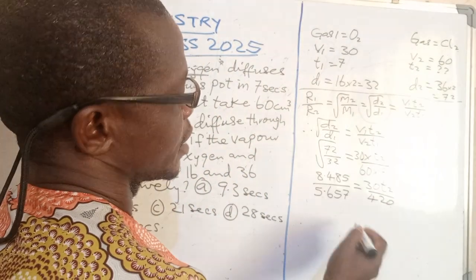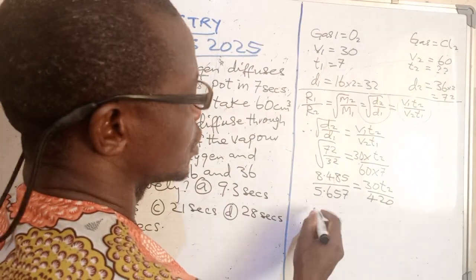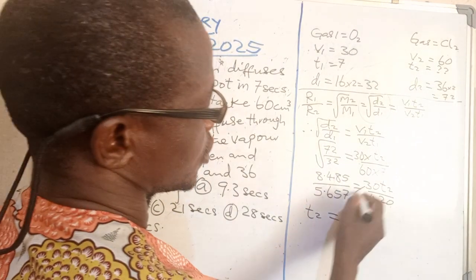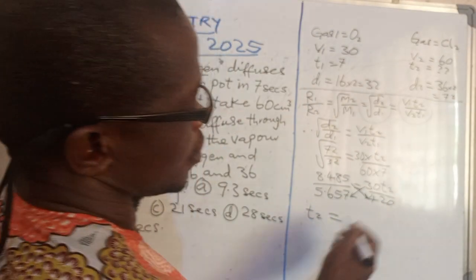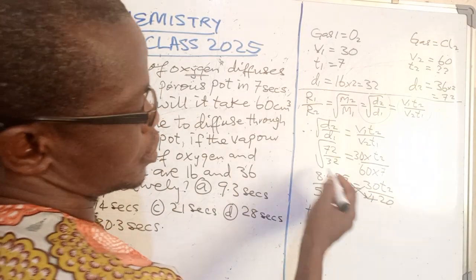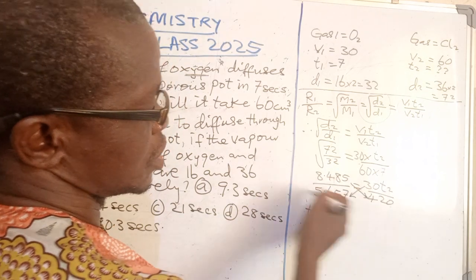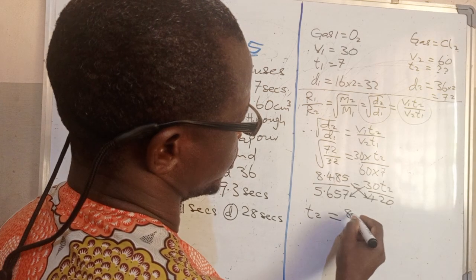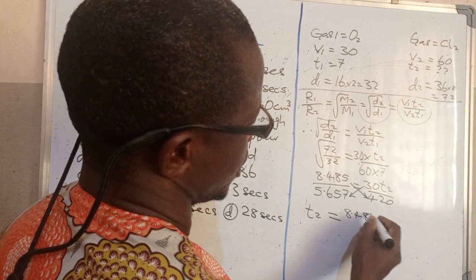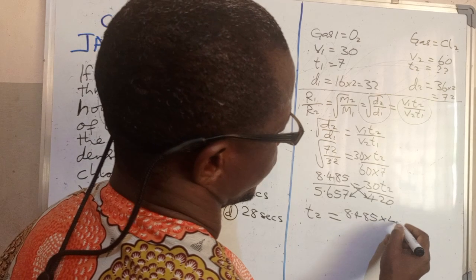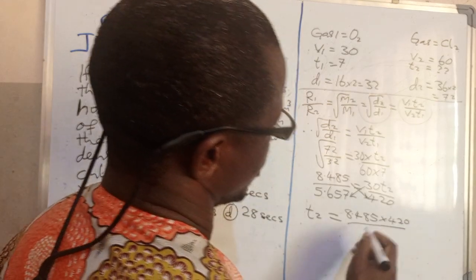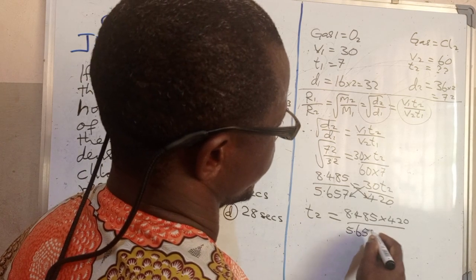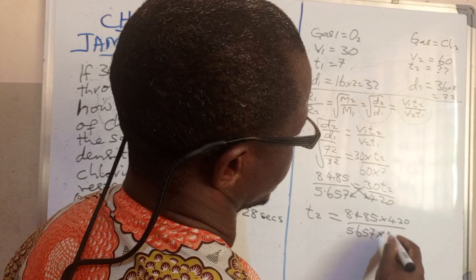Now I can cross multiply and find my T2. Therefore, my T2 will be equal to 8.485 times 420 all over 5.657 times 30.